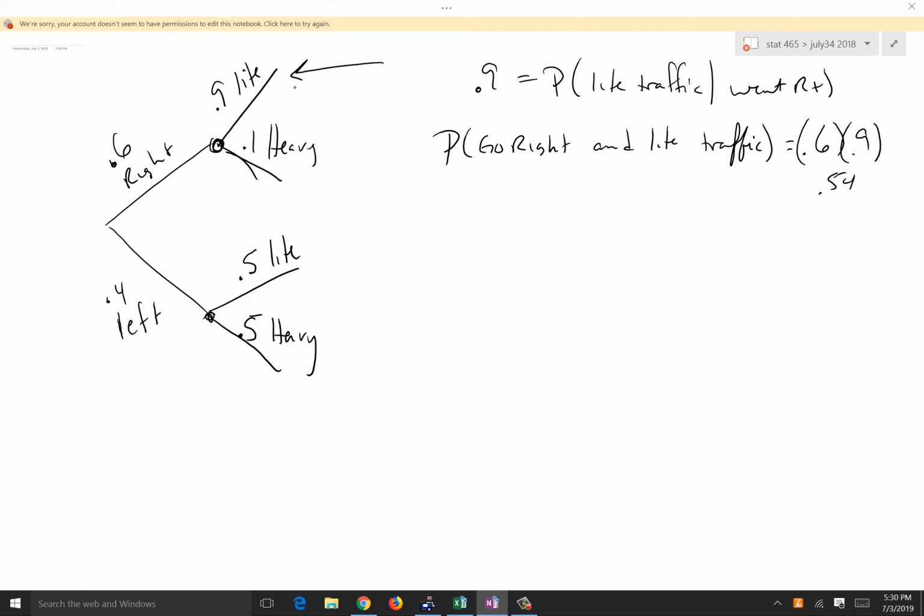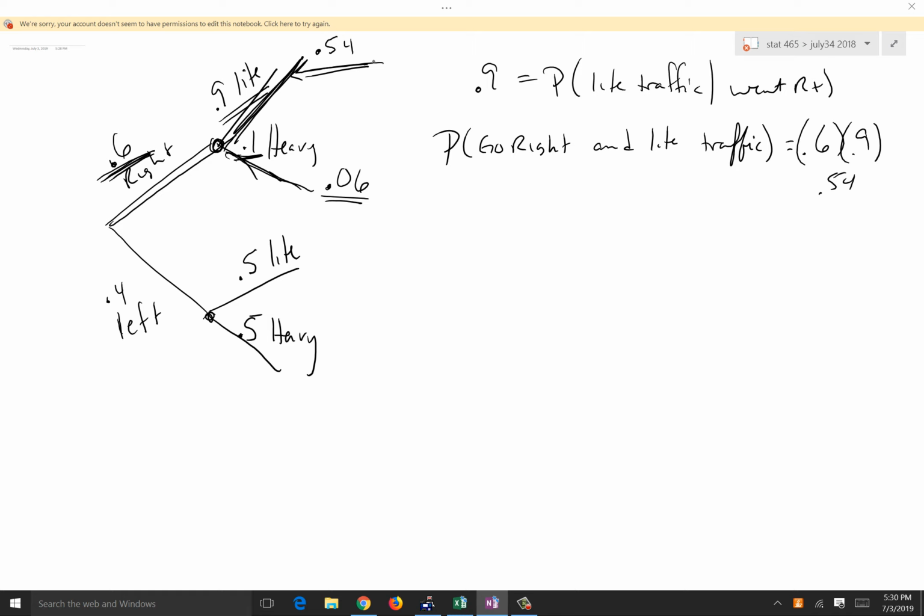If you go from here to here and then out to here, this happens 54% of the time. Of every time on the planet that you do this, 54% of the time you went right and you got light traffic. That means the other 6%, and I got 6% obviously by multiplying, but if you think about it, what we're saying is 10% of the 60% is going to get heavy traffic. 90% of the 60% is 54%, the light traffic. That's a total of 60% out here on this end.